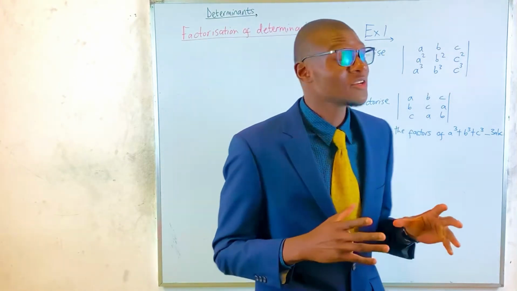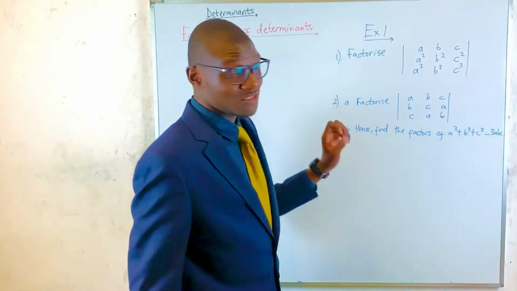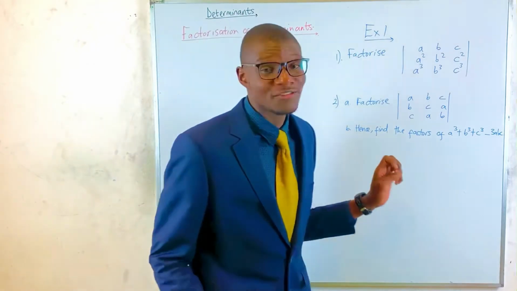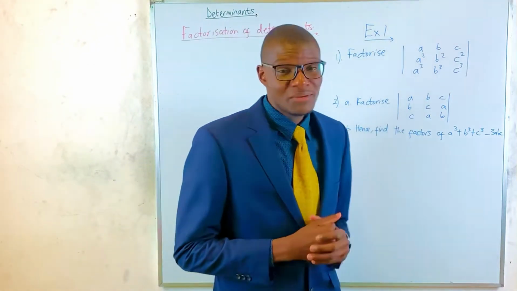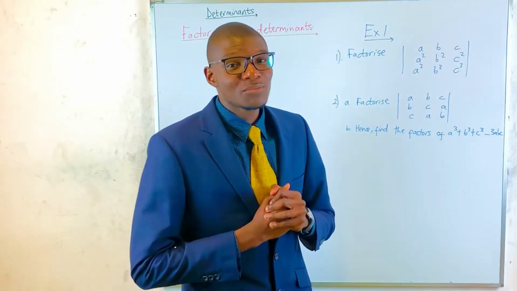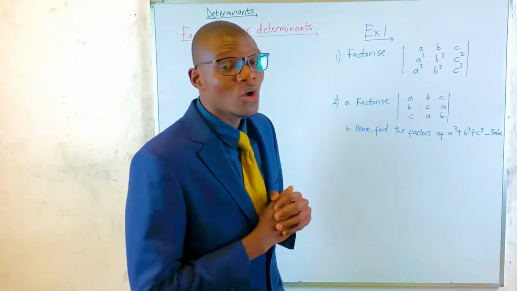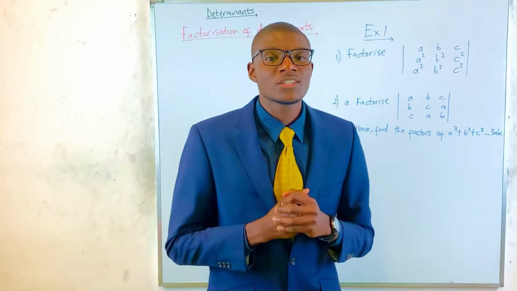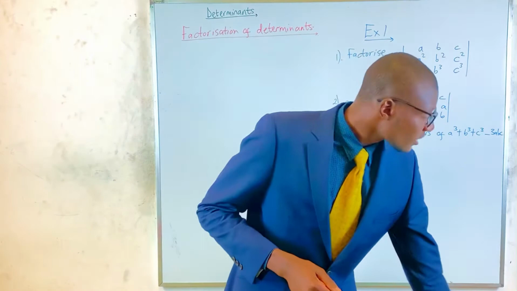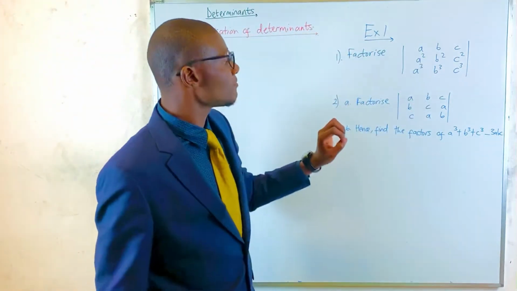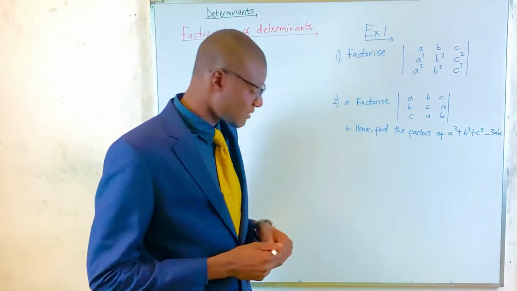Okay, so to start off, we need to know that for factorization of determinants, the easier way to find the factors of a determinant is to use the rules for manipulating determinants, and I shall put the link above on how to use the rules of manipulation of determinants. Right, so I shall attempt these questions and simply show you how we can factorize determinants.